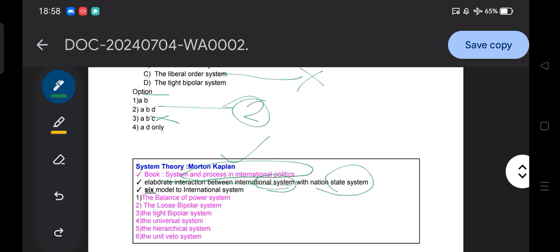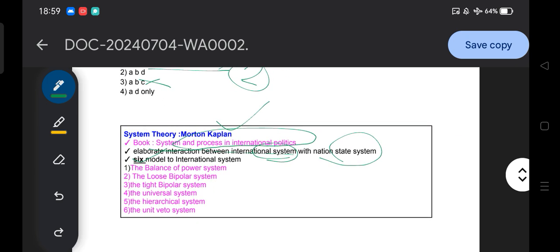What is the nation state system? After the Westphalia system of 1648, the nation state system originated, and Morton Kaplan here talks about the interaction between the nation state system and the international system in his book System and Process in International Politics. He talks about the 6 models of international systems. If they ask who provided the 6 models of the international system theory, it is Morton Kaplan.